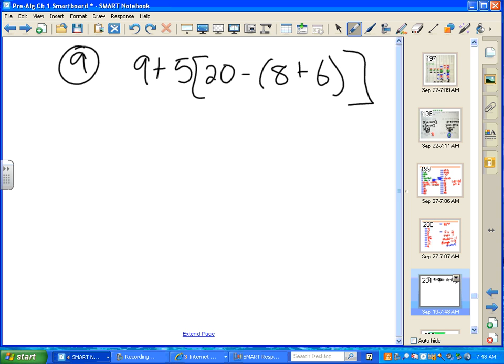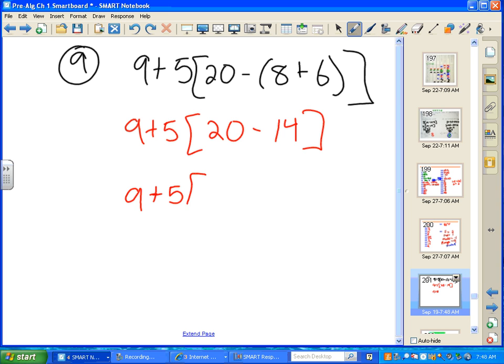Okay, Emma, what do you think the first thing is that we need to do on this problem? Good. So what is 8 plus 6? Good. Okay, what's the second thing we need to do? Good, which is? Okay, what's the next thing we need to do? OOO tells us you have multiplication and you have addition. What do you do first?